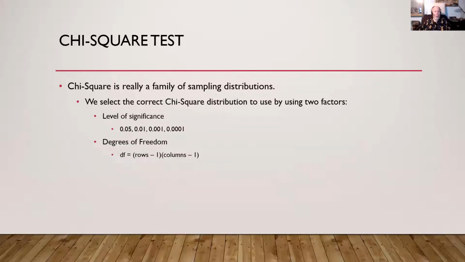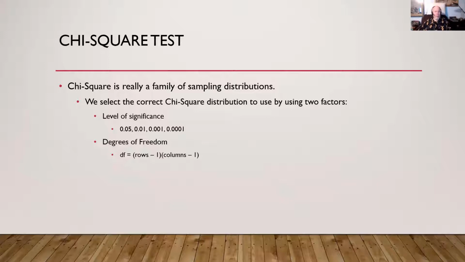So chi-square is really not a single sampling distribution. It's a family of sampling distributions. If you go to a statistics book and look up the chi-square statistic, you'll see there's a whole table of different values for the chi-square statistic. To select the correct chi-square distribution to use for our two variables in a table, we go by level of significance, 0.05, 0.01, 0.001, 0.0001, whatever level of significance we're looking for, and the degrees of freedom. Oh, I haven't mentioned what the degrees of freedom are yet. The degrees of freedom is simply the number of rows minus 1 times the number of columns minus 1.